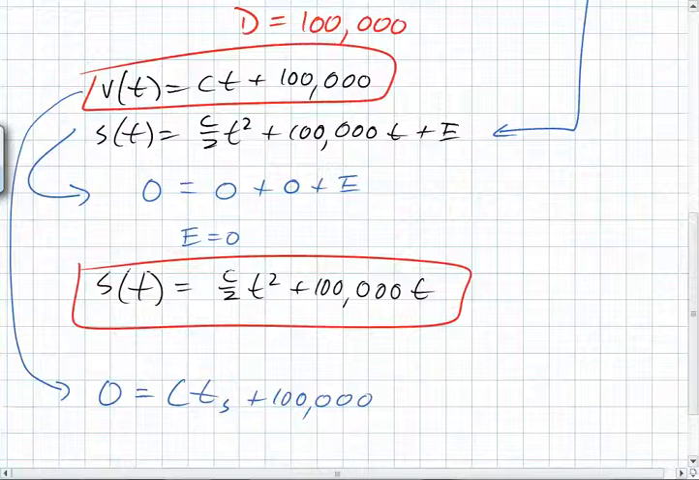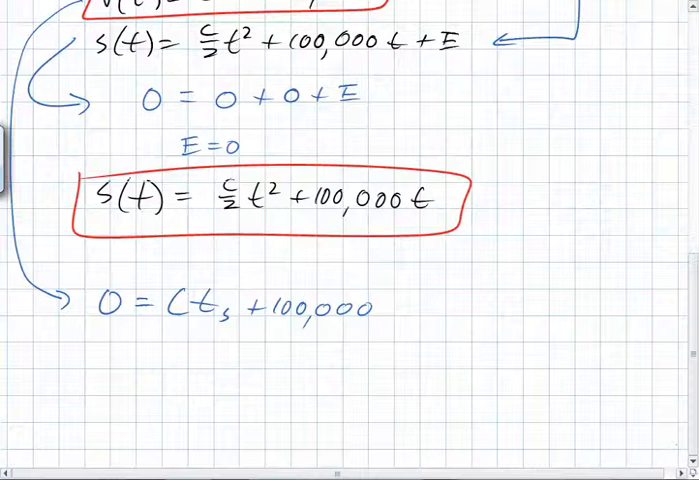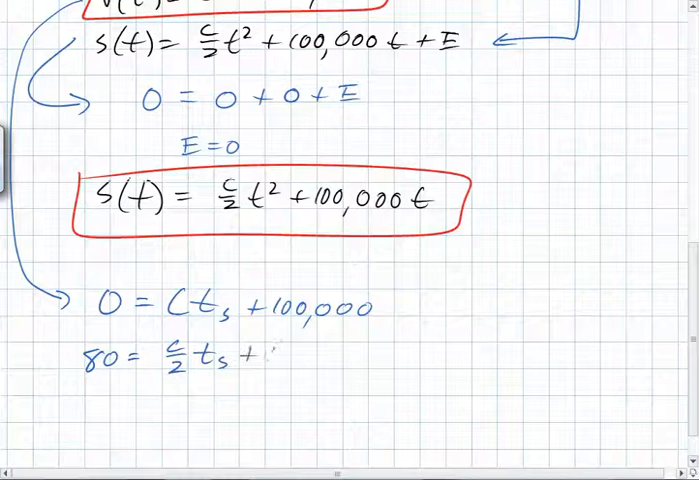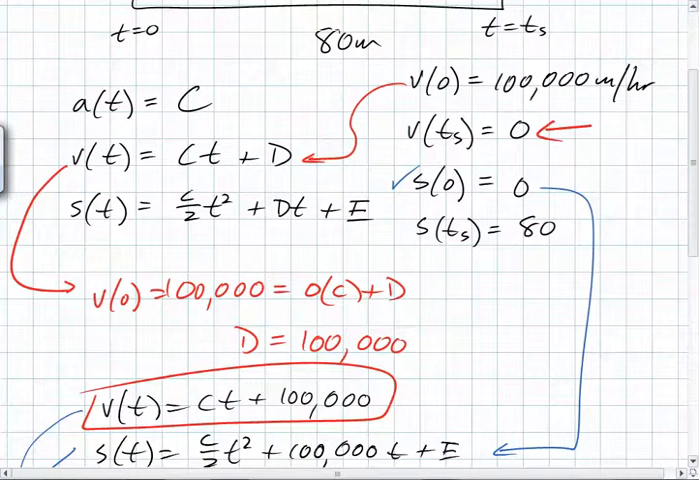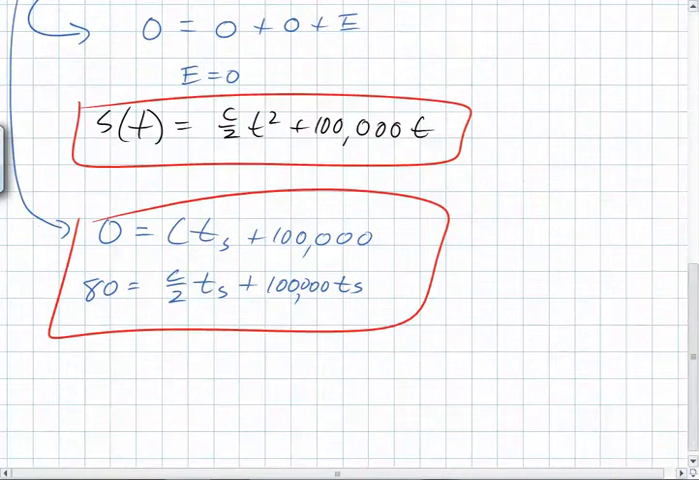What's the position at time stop? 80 is equal to c over 2 time stop plus 100,000 time stop. We substituted in these two pieces of information right here, and we ended up with those two equations. How many equations do we have in that bottom box? 2. How many variables? 2. So theoretically, can you solve for them?